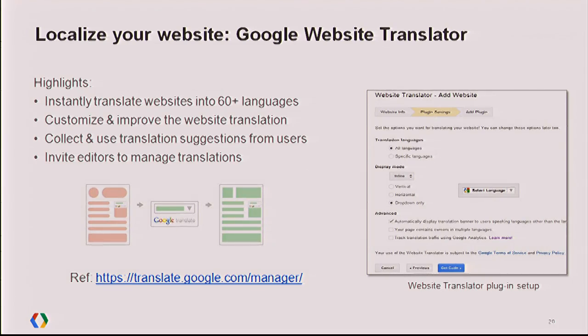Now let's talk about localizing your website. With Google Website Translator, you can instantly translate your website into 60+ languages. Sounds interesting? Want to find out more? Let's look at a video.